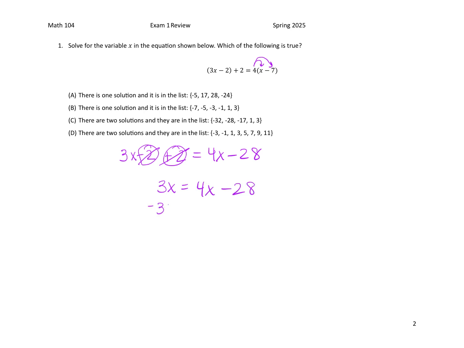I'm going to subtract 3x from both sides. So I have 0 equals x minus 28. Add 28 to both sides, and we get x equals 28.